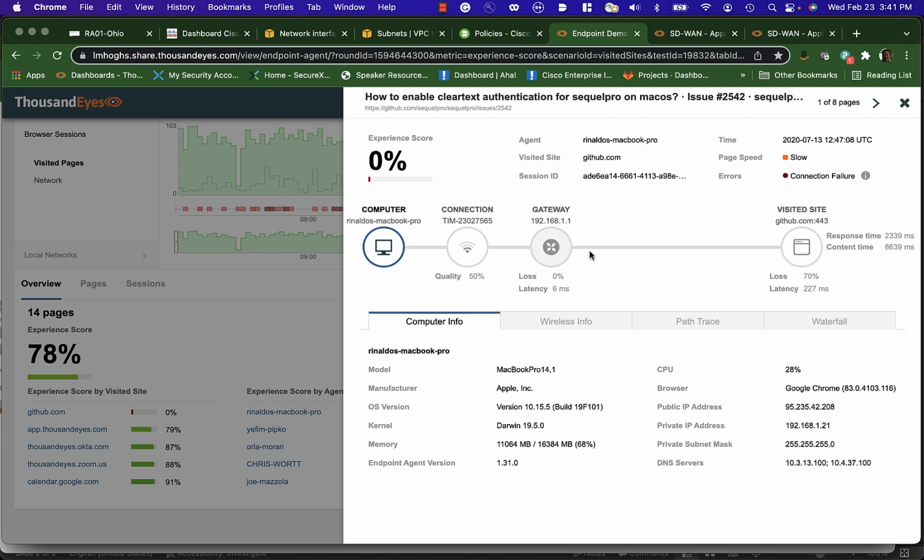But somewhere along the path, you can see this link here, we get to this visited site of GitHub, and we have a loss of 70%. Right? So something is going on along this path, and now we're moving out of the realm of what we typically control into the cloud. How can we view and isolate and figure out what the problem is that's causing this particular issue?